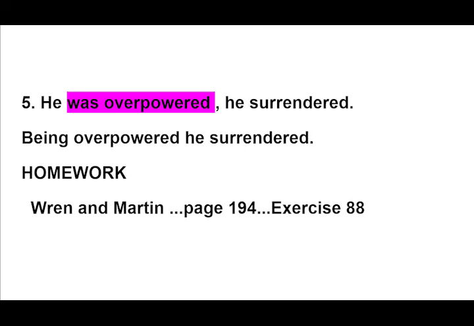Now you have to solve the exercises from your Wren and Martin on synthesis of sentences using participle. That will be your homework. Kindly write it down on your worksheets.